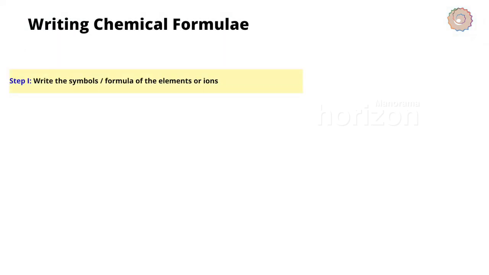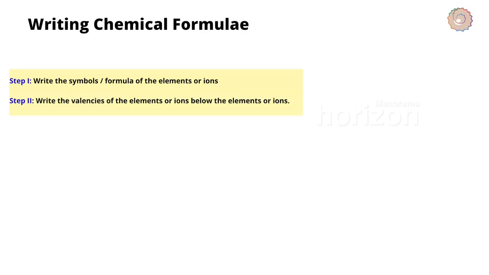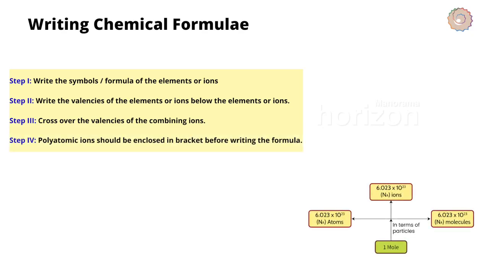So now let's summarize this section. For writing the chemical formulae, step number 1 is to write down the symbols of the elements or ions in such a way that the symbol of the metal or the positive ion is on the left side and the symbol of the non-metal or the negative ion is on the right side. Step number 2, write the valencies of the elements or ions below them. Step number 3, you just have to cross over the valencies of the combining ions. And step number 4, polyatomic ions should be enclosed in brackets before writing the formula.